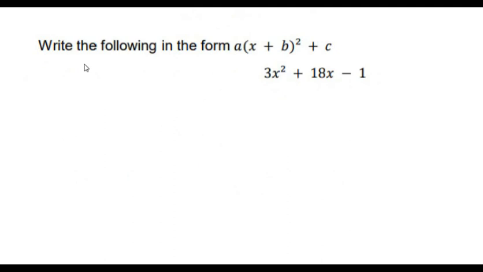Now this is another question on the completing the square method. You can pause the video and try it out yourself. To solve this, we are going to use the same method we had used for the previous examples. 3x square plus 18x minus 1. So I am going to take here only the first 2 terms, that is 3x square plus 18x.